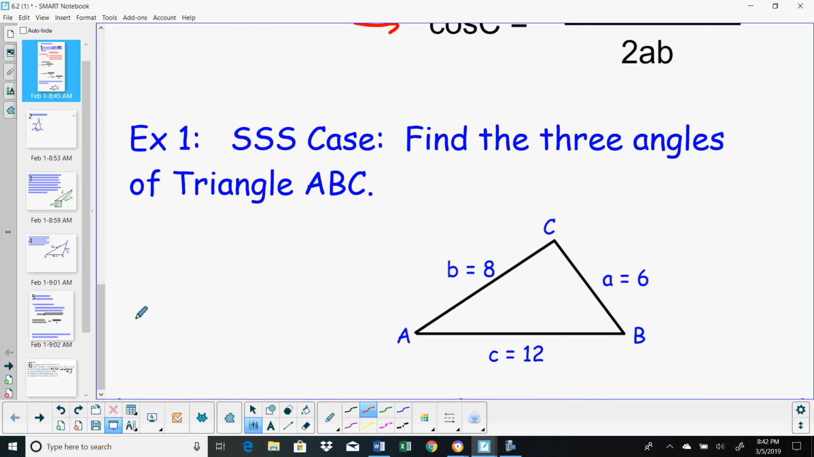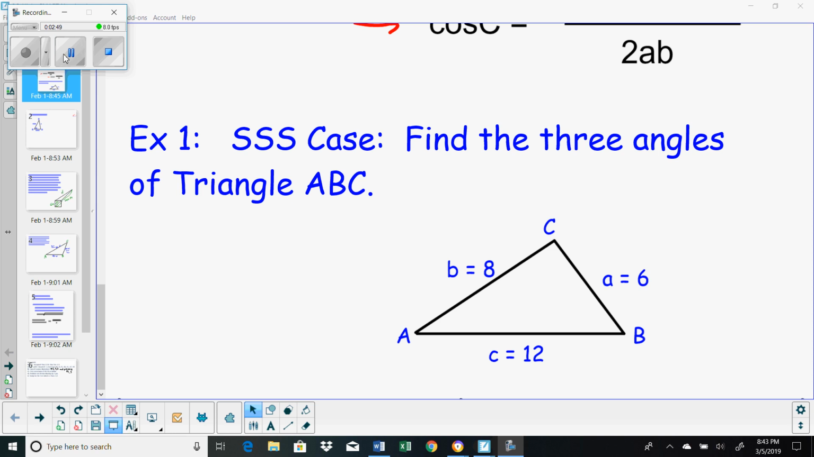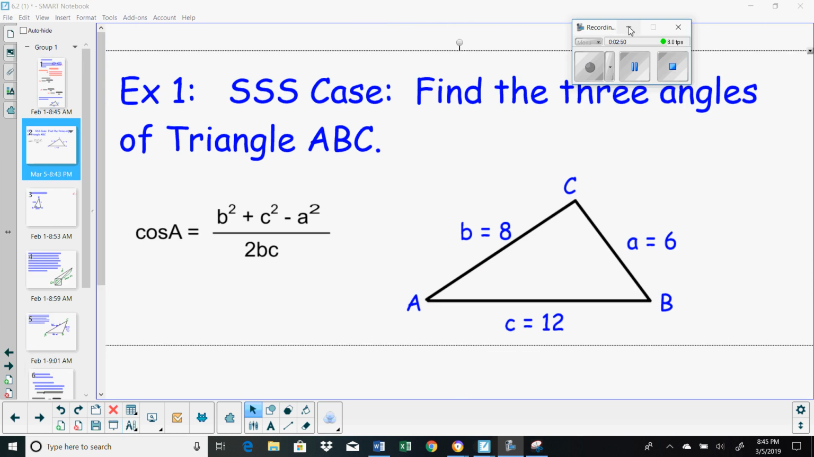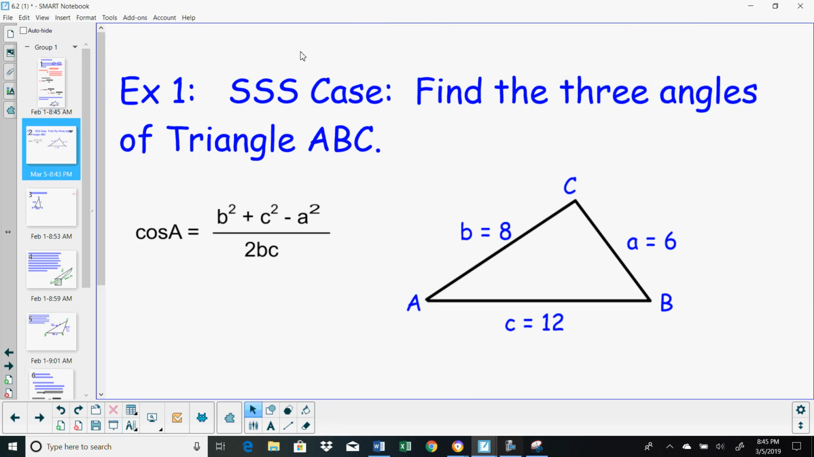Let's take a look at this first example. In this case, you're trying to find the three angles, and we know the three sides. We know that b is 8, a is 6, and c is 12. For this example, we're going to find the three angles.